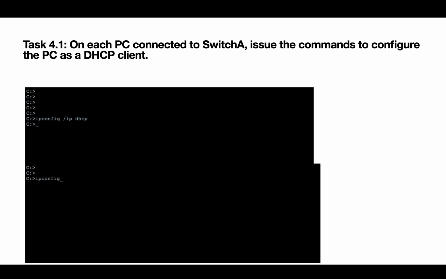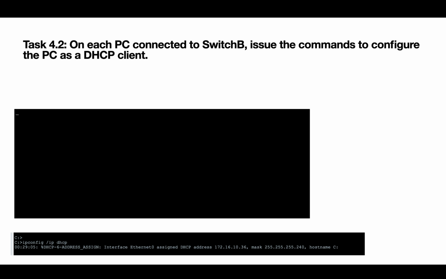So ipconfig /dhcp is just to configure the PC as a DHCP client. Again, we do that on this PC now connected to switch B. And what happens is you see here: interface Ethernet 0 assigned DHCP address 172.16.10.36. Mask 255.255.255.240. So happy days, it's got an IP address now.